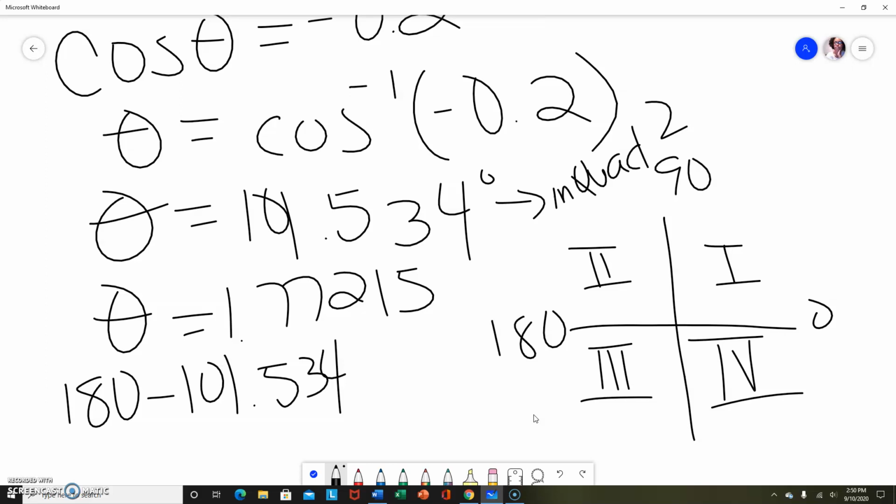And that gives us 78.45. Now, this is not my answer, right? This is just what my reference angle is. My answer is 101.534, but this is my reference angle for quadrant 1. Now, in order to find my angle that's in quadrant 3, I need to add 180 to the 78.45.